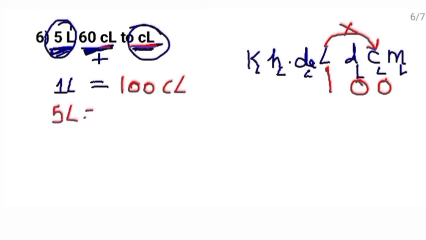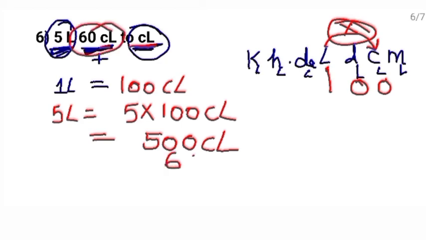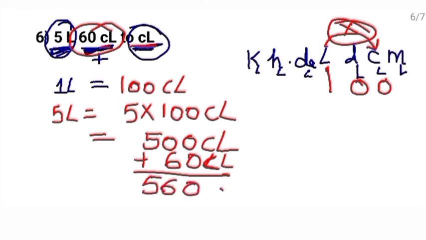5 liter is equal to 5 times 100 centiliter. So 5 ones are 500 centiliter. Now as I said, you will add this part in it. 60 centiliter, what will we do with this? We will add. So what is your answer? Your answer is 560 centiliter.